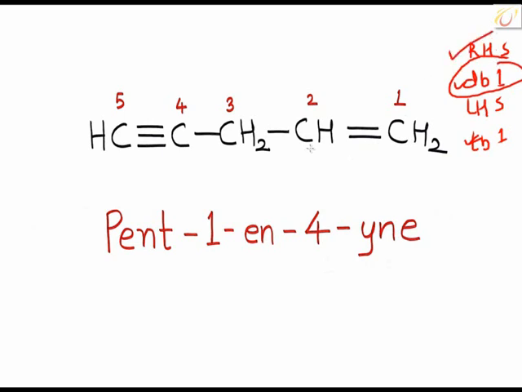Now between 1 and 2 there is a double bond and there are total 5 carbons. Between carbon 4 and 5 there is a triple bond. Root word is pent, 5 carbons, hyphen 1 hyphen EN, last E is not written because it will be then replaced with YNE. Triple bond is present between carbon 4 and 5, so the lower number is 4. And primary suffix indicating triple bond is yne. So the name of this compound is pent-1-en-4-yne.